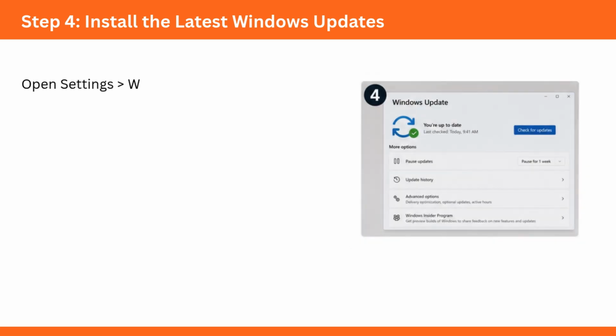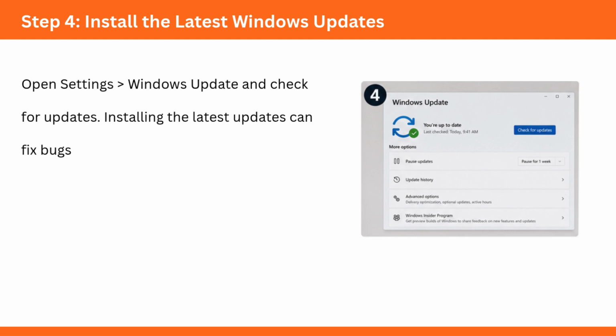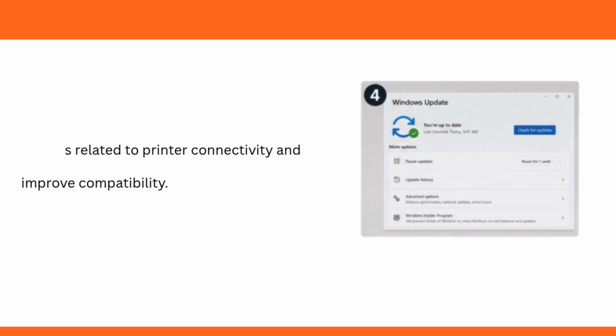Step 4. Install the latest Windows updates. Open Settings, Windows Update and check for updates. Installing the latest updates can fix bugs related to printer connectivity and improve compatibility.